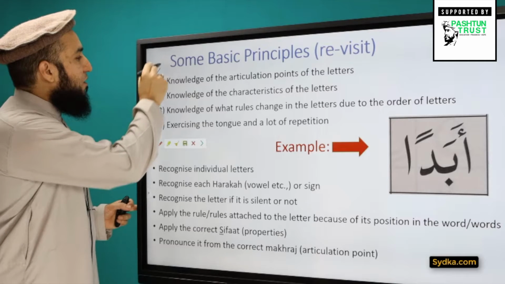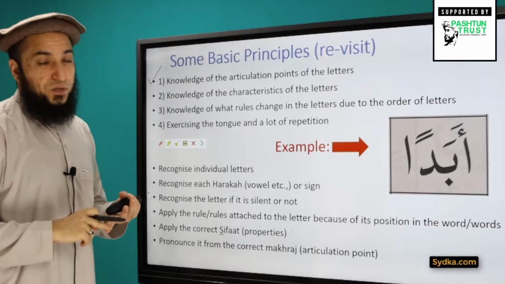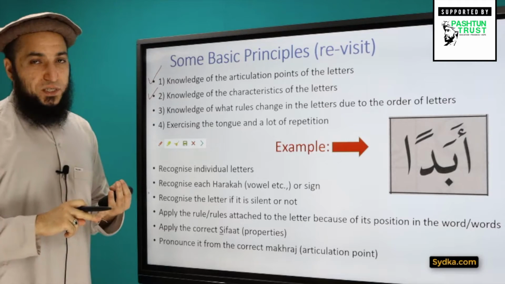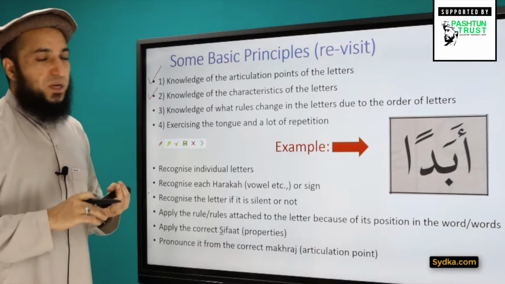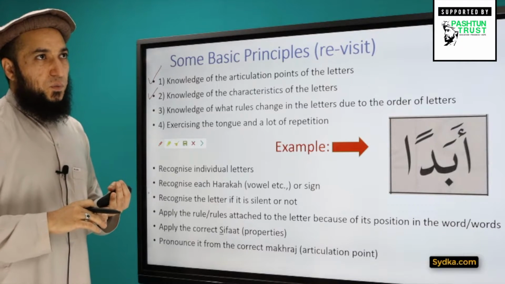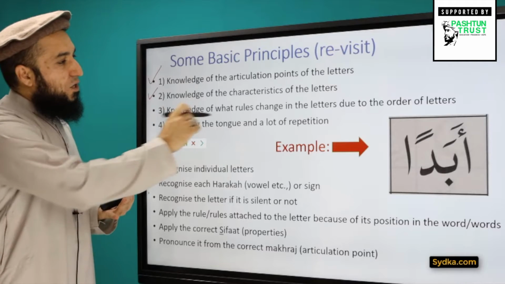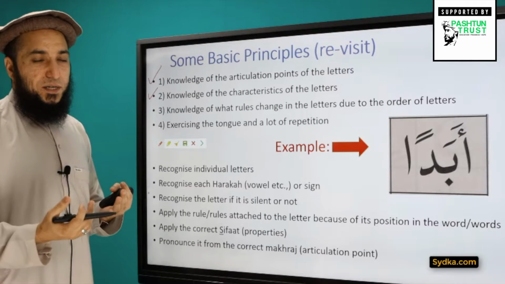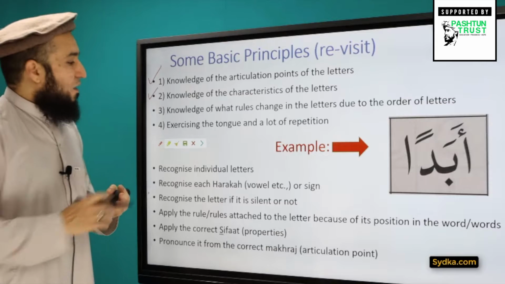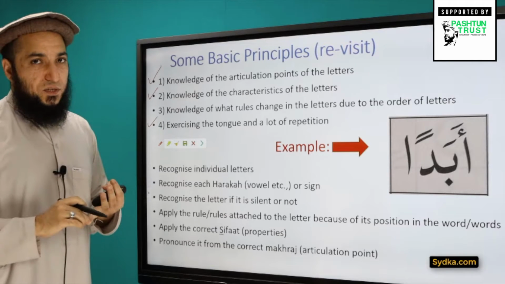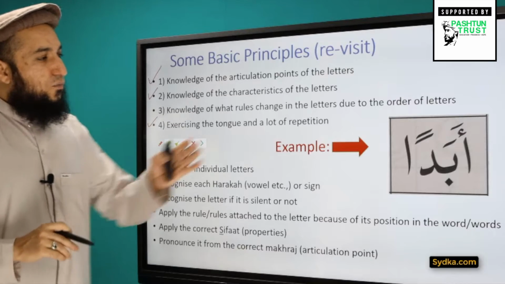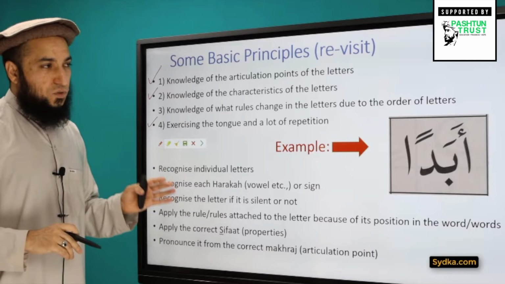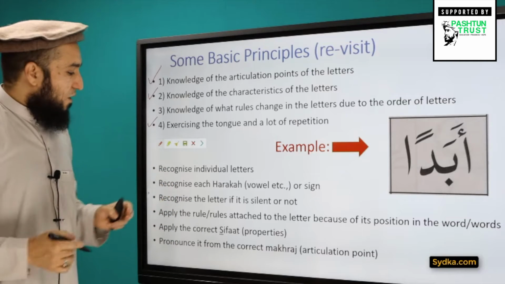The first one is we need to have the knowledge of articulation points for each letter. The second one is we need to know the characteristics of each letter, the sifat. We have studied only a few of them so far, but we will study the rest in advanced level. The third one is the knowledge of rules attached to individual letters because of their position in a word or words. The fourth one is exercising the tongue and a lot of repetition. So if we are given a word, we have to apply these steps to make our reading or recitation easy.